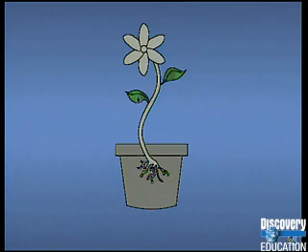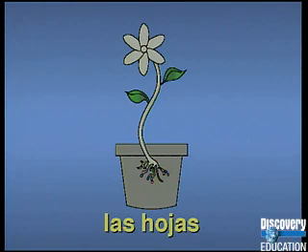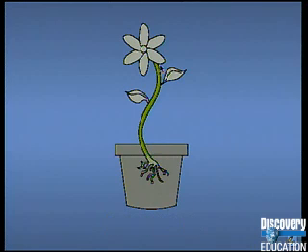Well, how about these things? And this should be pretty familiar to you by now, I hope. Una, dos, tres. Las hojas. Las hojas. Very good. And this part, the stem or the stalk. En español, ¿cómo se dice? Es el tallo. El tallo.